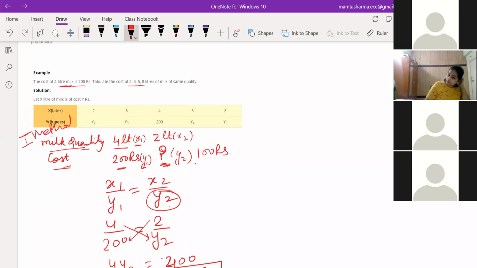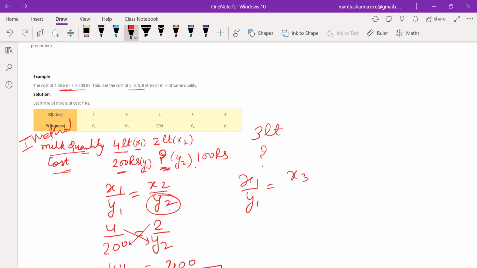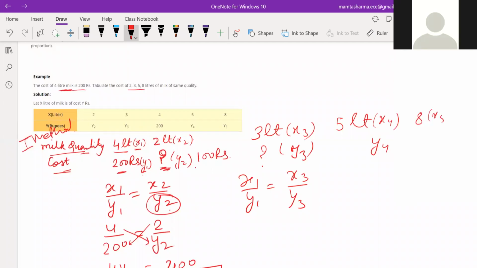Now they are asking the cost of 3 liters. You can again take the ratio x1 by y1 equal to x3 by y3. Assume this is x3 and this would be y3. If they are asking for 5 liters, assume this is x4 and its cost will be y4. If they are asking for 8 liters, assume this is x5 and its cost will be y5. Equate the ratio. Only equate the ratio.